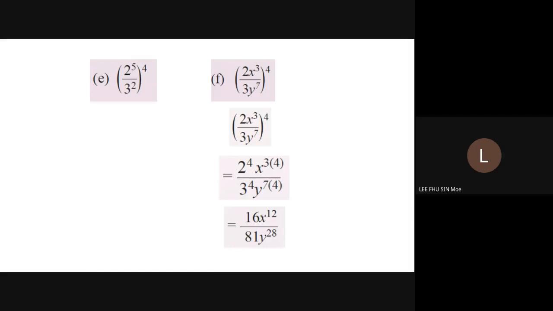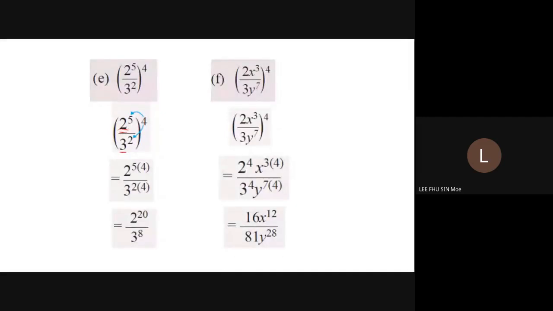We'll look at E first. Look at E. So this is division, right? So you have to multiply one by one as usual. 4 times 5, 4 times 2. And remember, the base, don't multiply. You only multiply the index. 2 and 3, you just copy down. Then you simplify the answer like this.